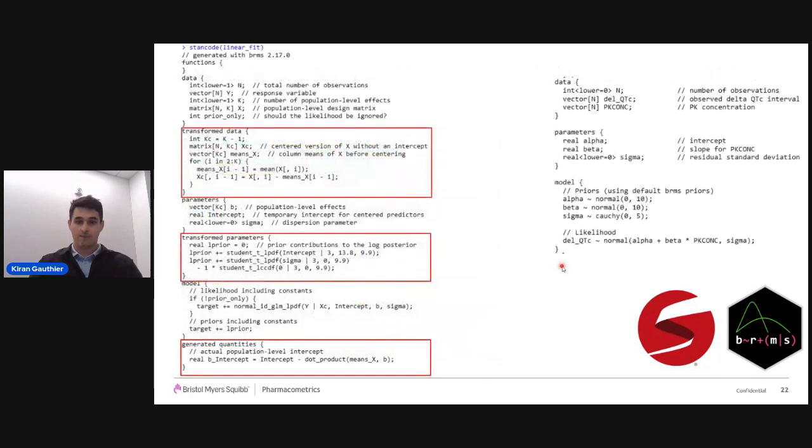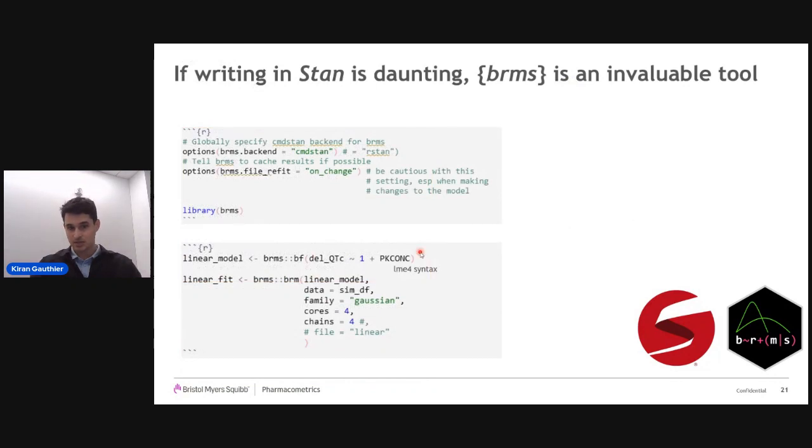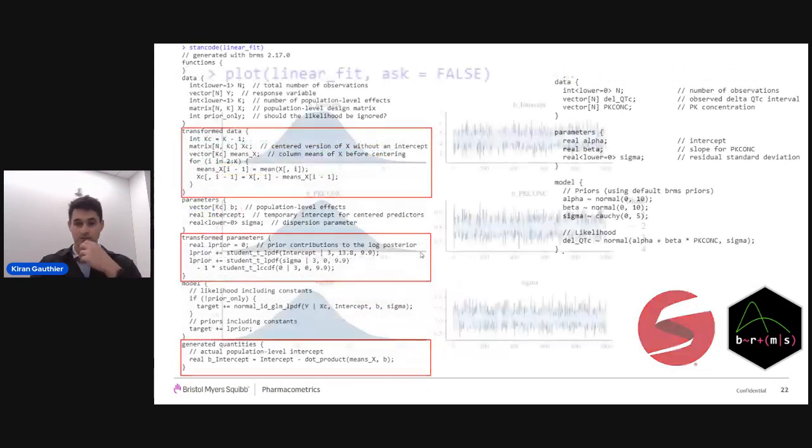Great. There's some really nice things that are going on under the hood, though. We don't have time to talk about it, but BRMS is great, and I hugely advocate for it. This is what I would have written here in terms of Stan code, but again, the point is that this is much easier to understand in terms of communicating our results to the rest of my team.